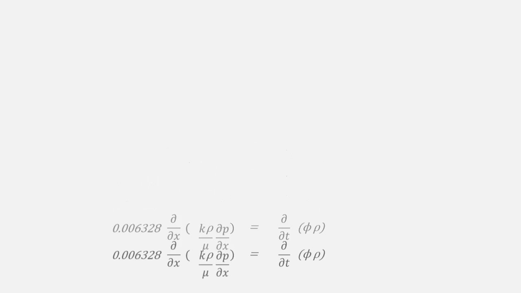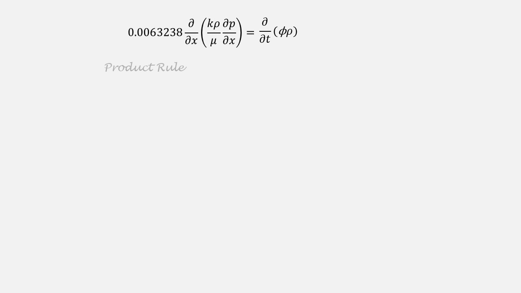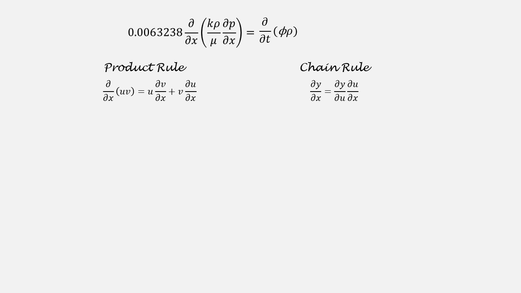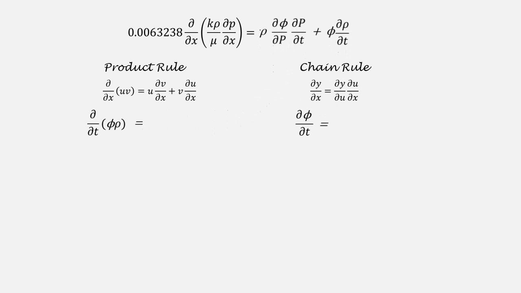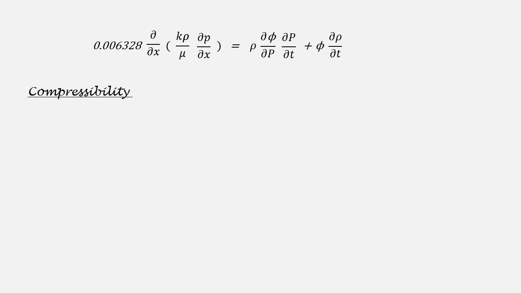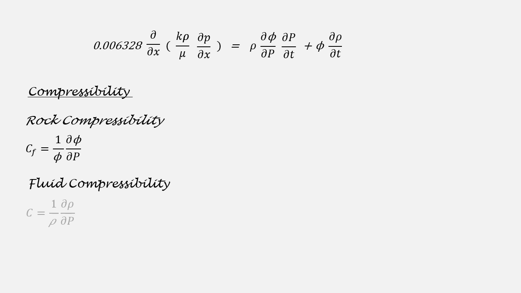The right side of this equation is differentiated using the product rule. How to use the product rule? There are two unknowns, so we keep one and differentiate the other, plus keep the other one and differentiate the first. The chain rule is applied on delta phi over delta t. The solution is then substituted in. Wait, did we forget compressibility of rock and fluid? Rock compressibility involves porosity, thus the formula of rock compressibility is substituted in the equation.